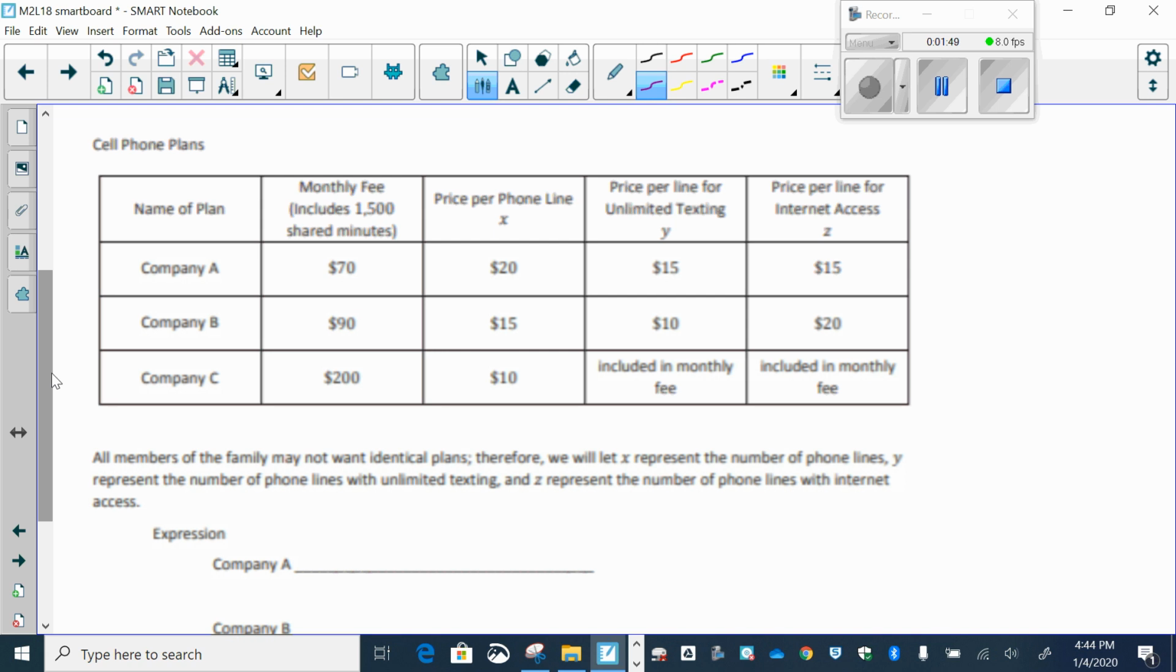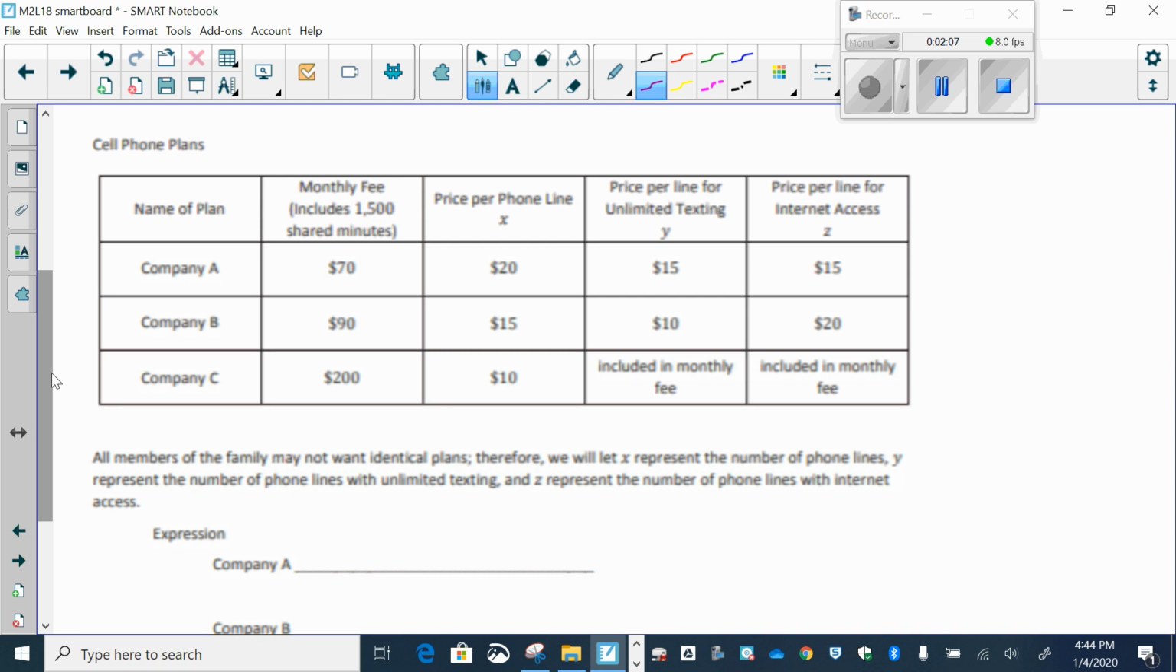So there's a whole lot that goes into figuring out what the best plan is for your family. This is kind of a real-life, true story problem, at least a few years ago, when you were really trying to decide if you were going to have unlimited texting, if you were going to have internet.